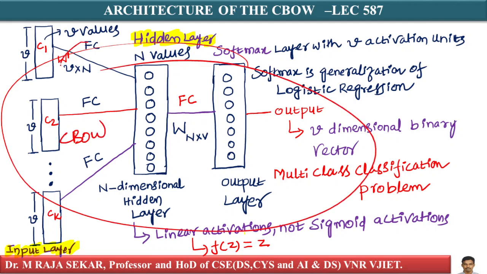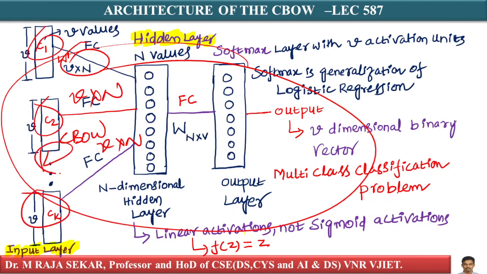Here you have many connections, V cross N. Here you have V cross N. Here also you have V cross N. How many V cross N's here? You have K V cross N's here. That's important. This is about CBOW. This particular diagram is related to CBOW.